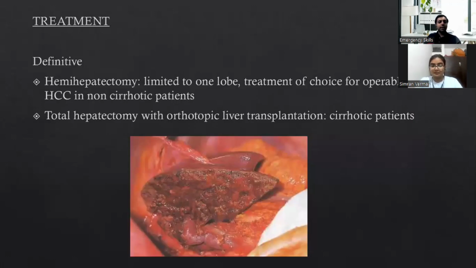Moving on. Treatment. We have a definitive treatment, that is the hemihepatectomy, the removal of the segment of that area. So hemihepatectomy is very much limited to one lobe. It is the treatment of choice for an operable HCC in a non-cirrhotic patient, because in a non-cirrhotic patient there is a chance of liver regrowth. But in case of cirrhotic, there is no chance of liver regrowth, so you have to do a transplantation. So total hepatectomy with orthotopic liver transplantation in case of cirrhotic patients, because there is no chance of any regeneration.